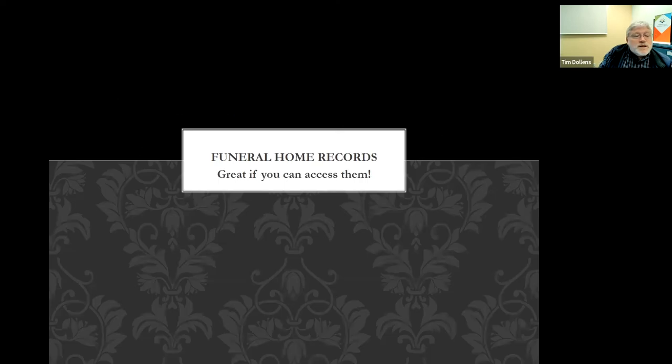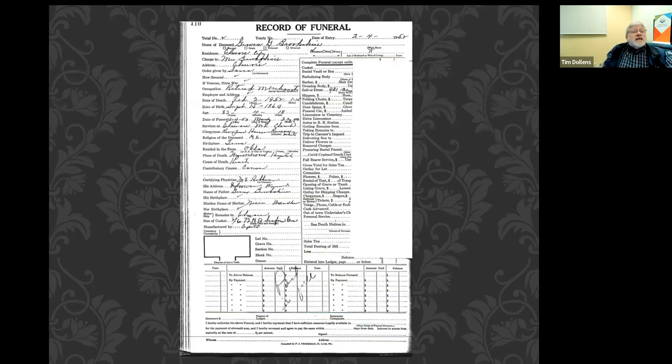Funeral home records are really wonderful records if you can get access to them. And generally when a funeral home gets bought by a previous owner, they generally get the books, but sometimes they just stay in the family's records. But here's an example of a typical one from the 1920s to the 70s. This is at 1952.